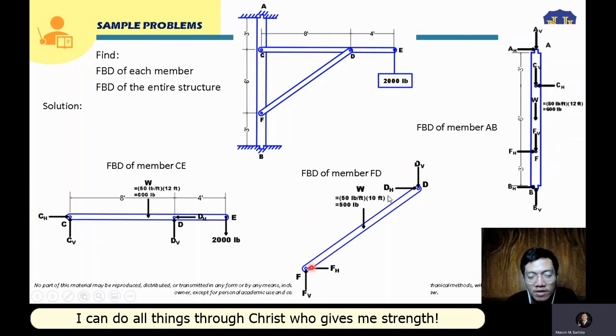And also for our F, it is applied here. If FV here is upward, your FV here should be downward. If our FH here is directed to the left, it should be directed here to the right. Those will be the applied forces for this member AB.